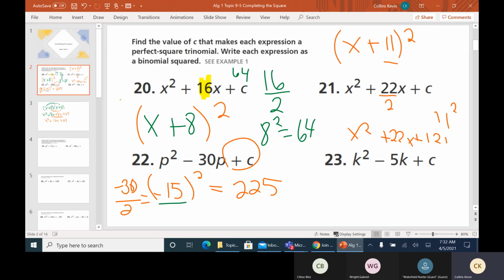So that means when we write this up, this is going to be x minus 15 squared. And then when you square that out, you'll get this guy back. So you get p squared. Well, they're using p. I'm using x because I'm used to x. So if this was p minus 15 squared, you'd end up getting p squared minus 30p plus 225.